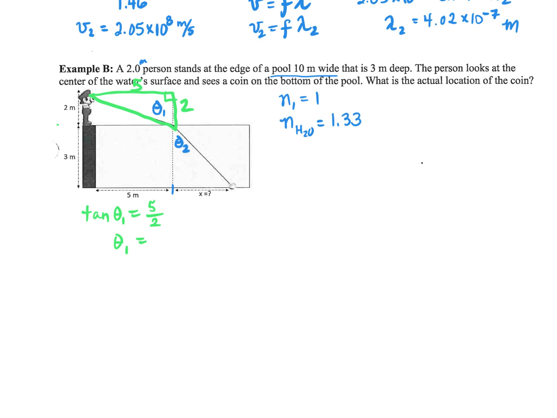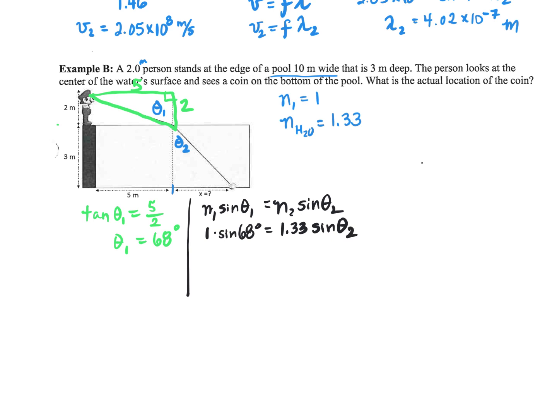(68 degrees). Found 68 degrees, okay? Now, we can find the angle of incidence using Snell's law. So we know n sub 1 sine theta sub 1 equals n sub 2 sine theta sub 2, correct? Well, we know all of those, don't we? 1 times the sine of 68 degrees equals 1.33 times the sine of theta sub 2.